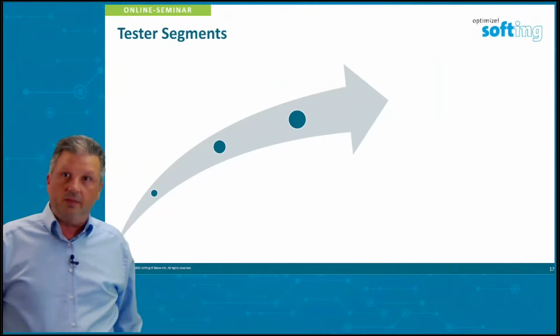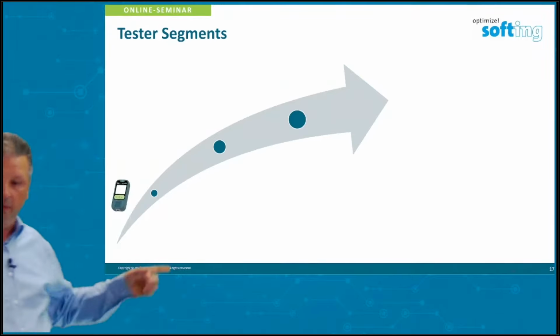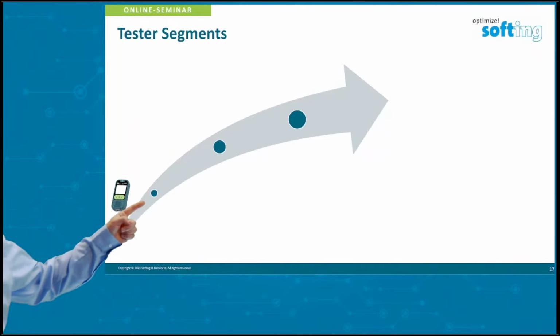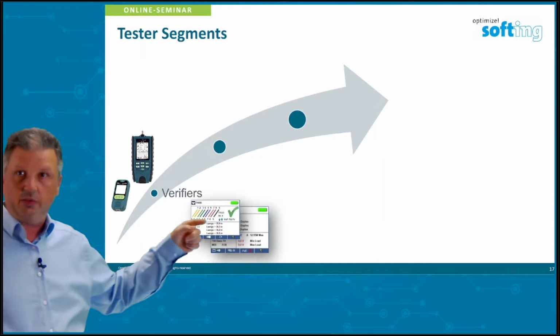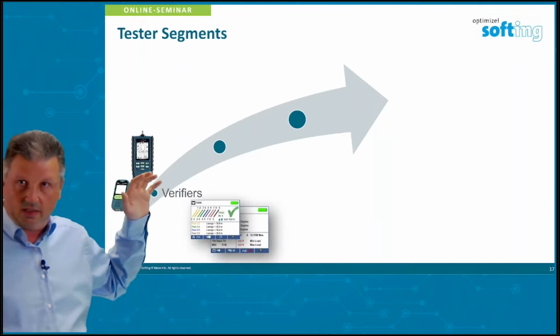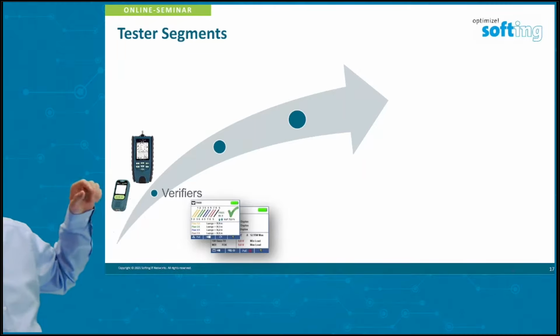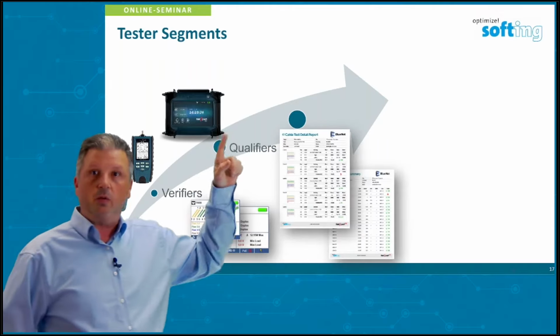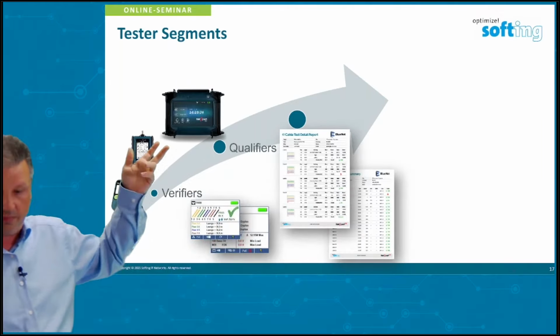This is also better displayed with some testers. It begins with the verifier technologies, here with the Cable Master series. You see on the screens very easily but well presented the details of the wire map, the lengths, or the faults. The next step is qualifying, to see the speed performance up to 10 gigabit, with reports.